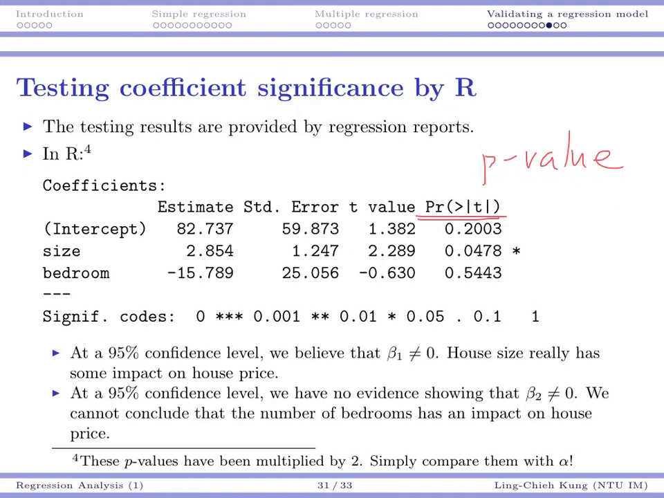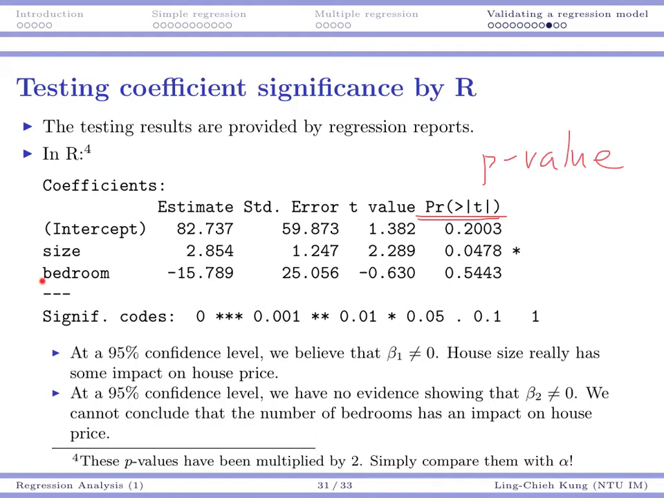This p-value should be compared with, for example, 5%. If that's the case, the p-value is less than alpha. That means we can reject H0. At a 95% confidence level, we believe that beta 1 is really not zero. House size really has its impact on house price. Now we are confident to say that 2.8 is not something by chance. 2.8 is really there. There is really a positive impact from size to price.